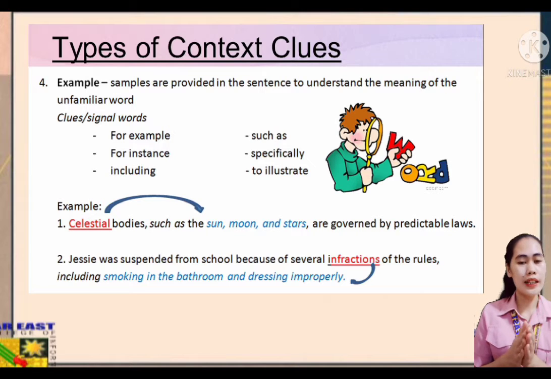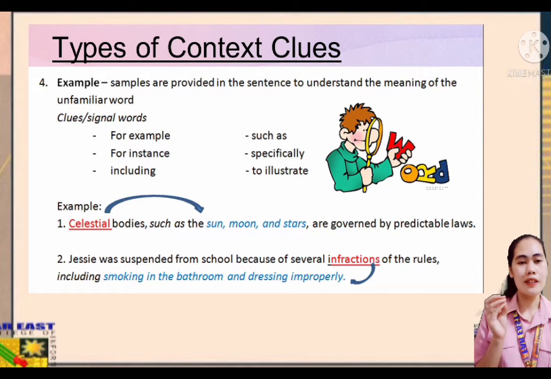So, yung word natin, ang unfamiliar word natin is the celestial. And it gives examples. Nagbigay siya ng mga examples for us to find out kung ano ibig sabihin ng celestials. No? Example nito is yung sun, yung moon, and stars. Okay, so yun yung celestial.